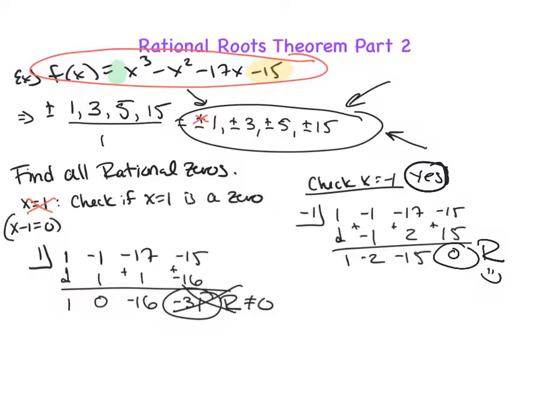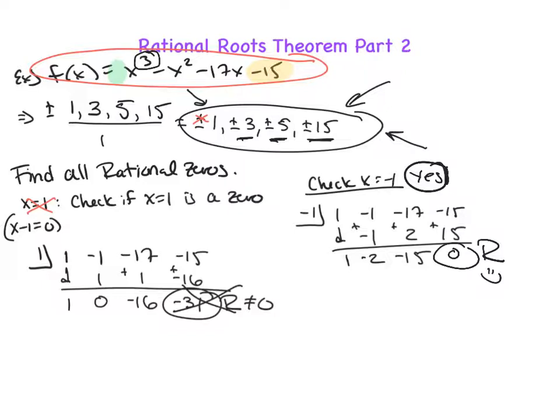So there will probably be 3 rational zeros here. Three zeros here, but they don't all have to be rational. Some of them could be imaginary, some of them could be square roots. So there's 2 things that we could do right now. We could keep going. We could keep checking 3 and plus or minus 5 and plus or minus 15.